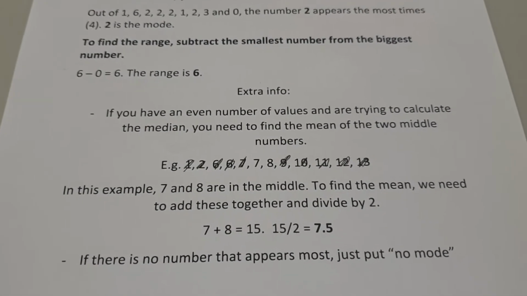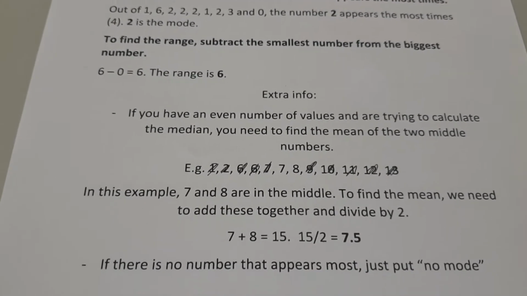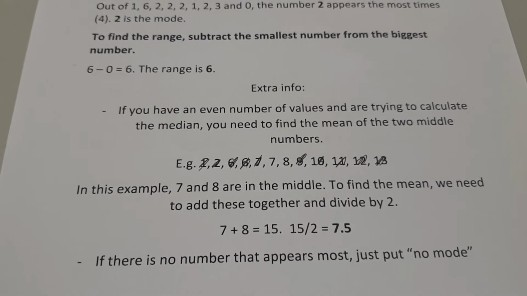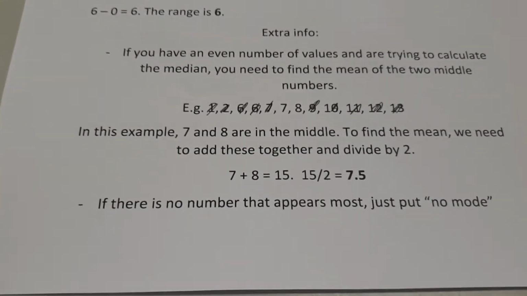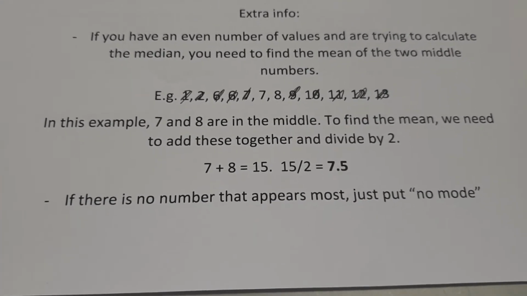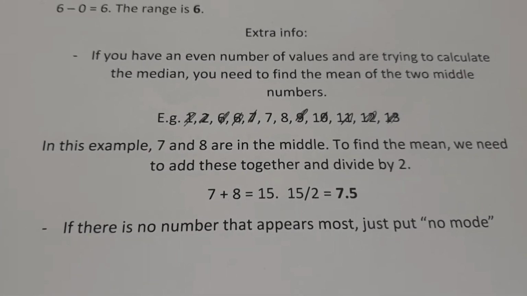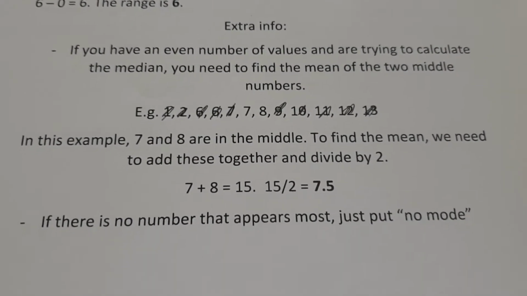Sometimes it may be really easy. You may be able to just tell what's in the middle of those 2 numbers without doing that, but if it is a harder one, that's the way you do it. And sometimes when you're doing the mode, there may be no number that appears the most common, so just put no mode if that happens.